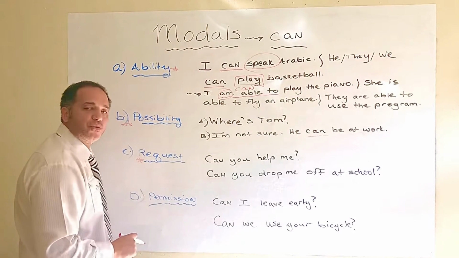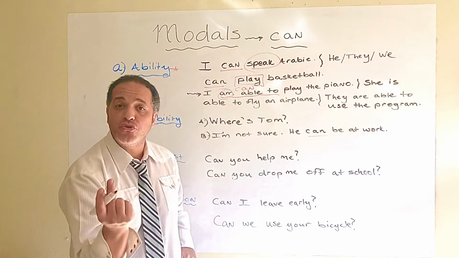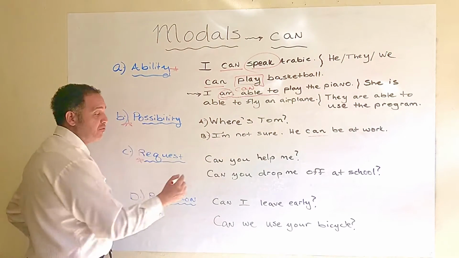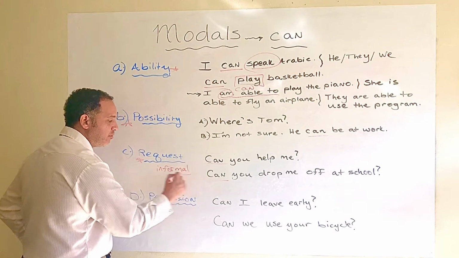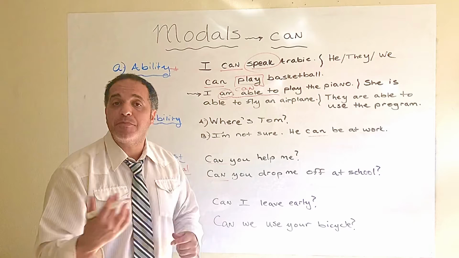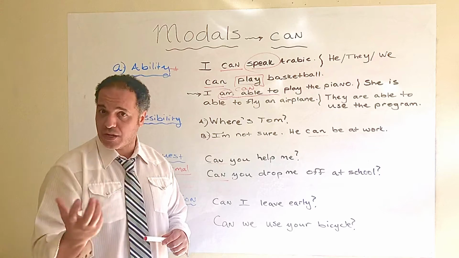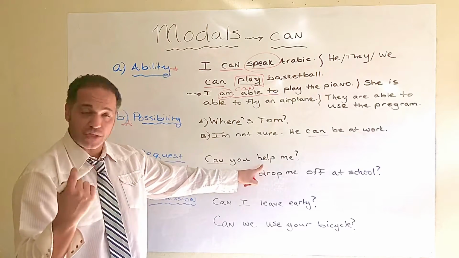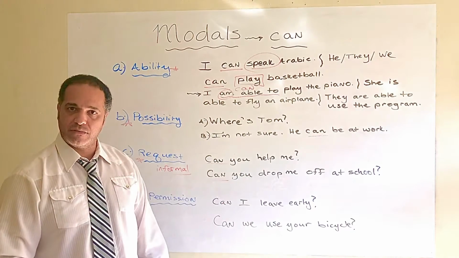Request is a third reason why we use this modal. Request is when you ask somebody to do something for you. Keep in mind, when you ask somebody to do something for you and you use can, it is informal. What does that mean? It means that we use this when we are talking amongst people that we know. Family members, friends, possibly co-workers or classmates if you guys are close. Can you help me? You are asking the person to do something for you. Can you drop me off at school? Again, that is a request.